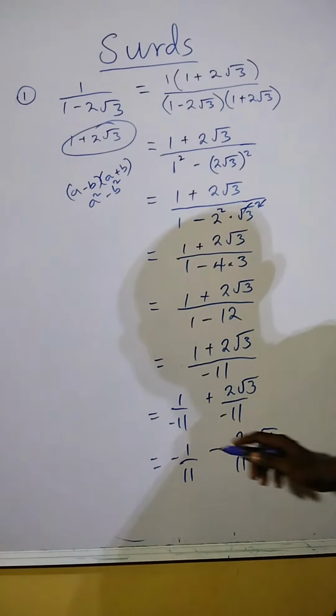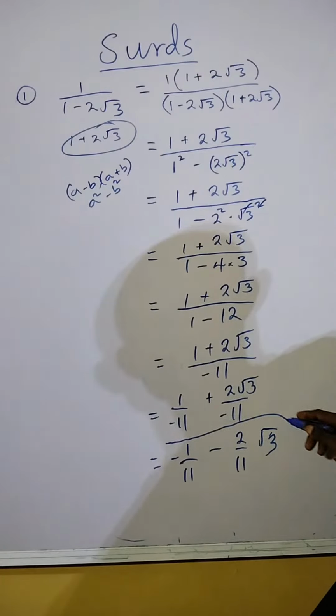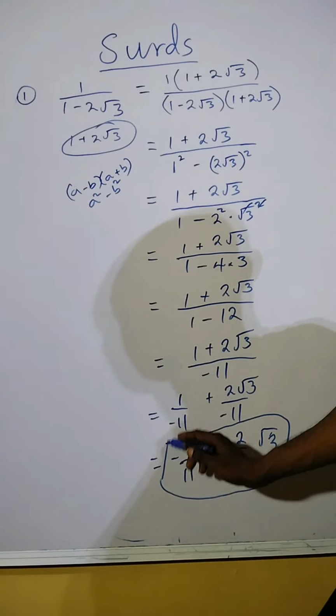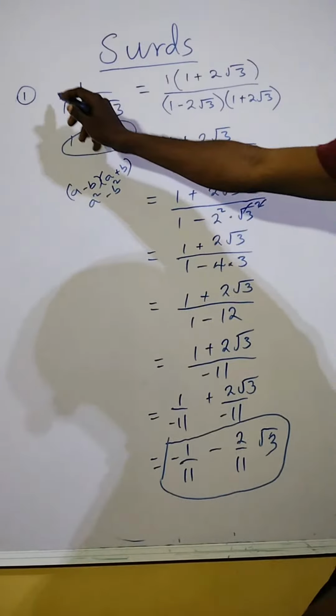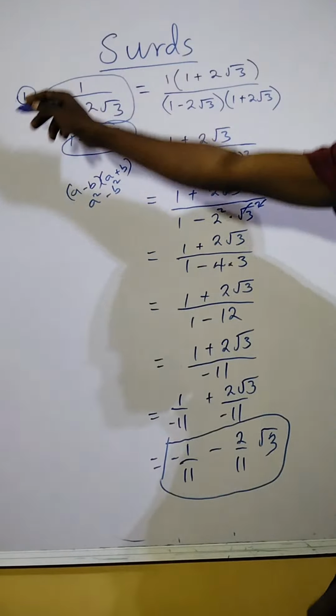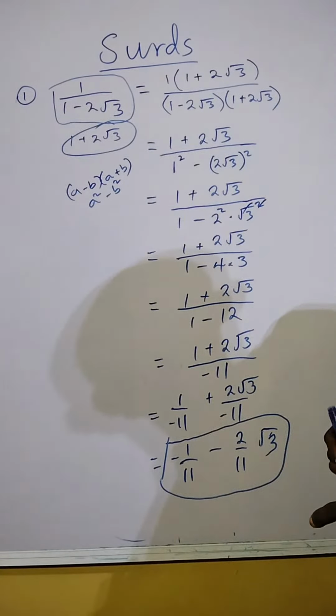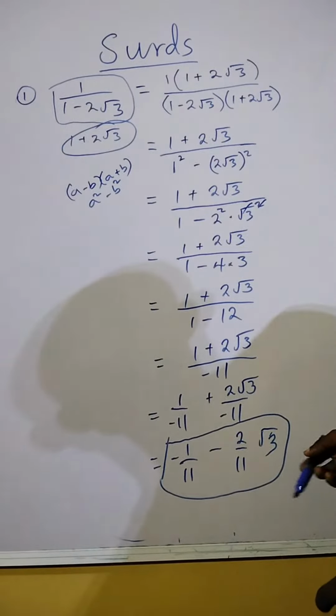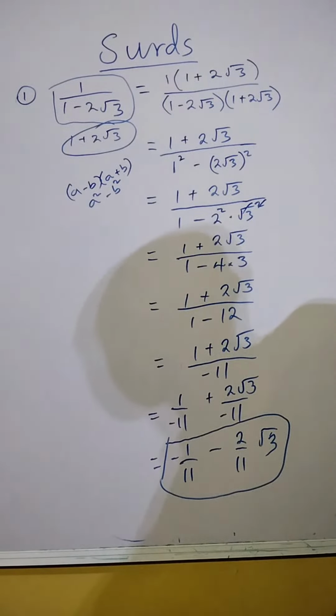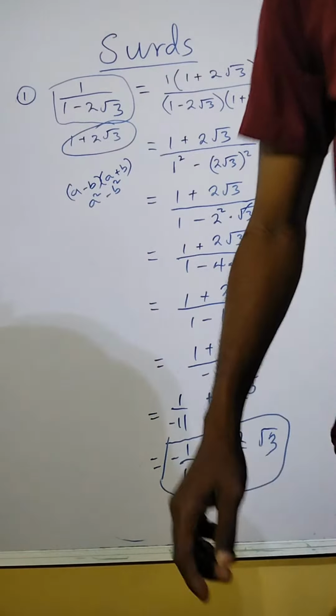At this point, we have this as the simplified form of this given problem. So that's what we have there. We have already rationalized this particular surd. So let's look at the second question here.